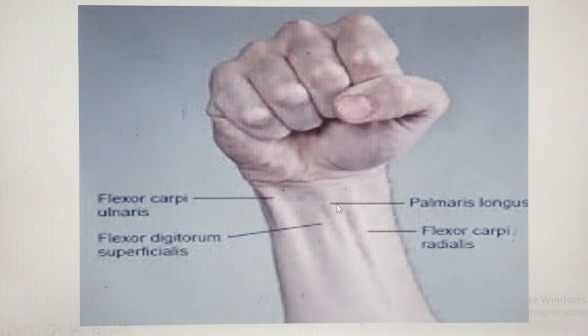But I told you that if I cut this Palmaris longus and reflect it, deep to it I'm going to find flexor digitorum superficialis. You can see its tendon being a bit medial to the tendon of Palmaris longus. It is one of those intermediate muscles, but of course some books also classify it under the deep muscles.